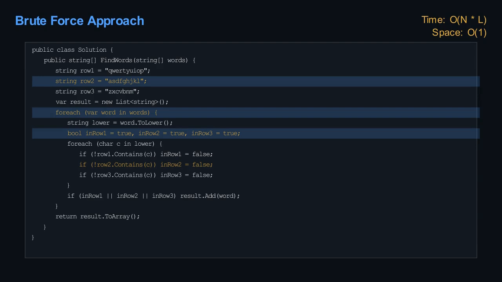This runs in O(n times L) time, where n is the number of words and L the average length, but the constant factor is high because each character triggers 3 string searches.